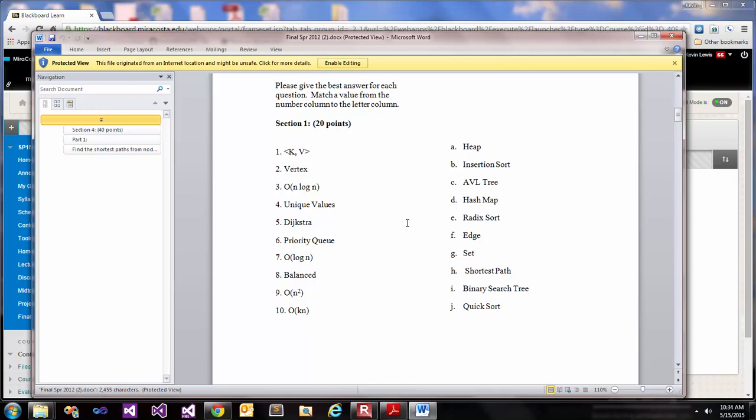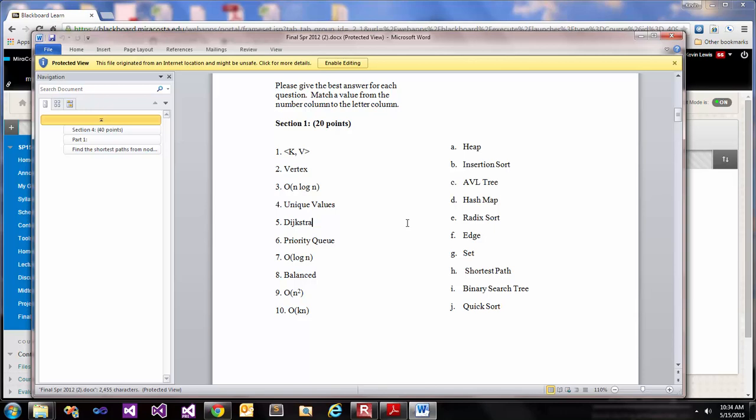Unique values, again, it's a value thing, kind of like number 1 where we have the V. But unique values, remember, a hash map can have unique keys, but a set needs to have unique values in its set. So I would say set is the correct answer for unique values.